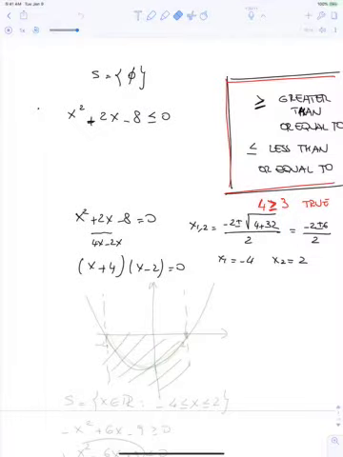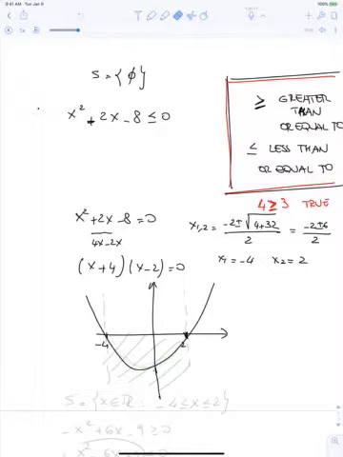Now, again, we draw the parabola. We know that the intersections are in minus 4 and in 2. So it's going to look something like this, approximately. And we're interested in the solutions that make this expression less than or equal to 0. Let me change the color. We are interested in the solutions that make this expression negative or equal to 0.